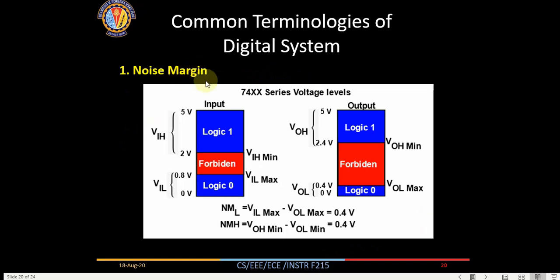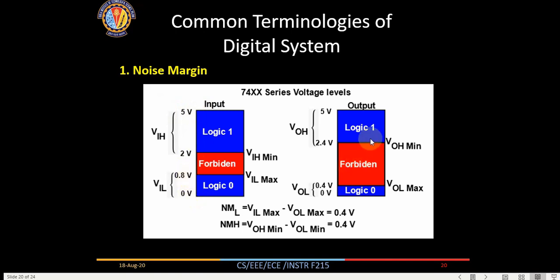Now let's see some of the common terminologies used in digital systems. First is the noise margin. In the TTL gate you are going to use in your lab, anything between 2 volt and 5 volt, the chip will take as logic 1. Where do these values come from? Once you understand the circuit, you'll be able to appreciate it. For the time being, 2 to 5 volt it will take as logic 1, and 0 to 0.8 volt it will take as logic 0.